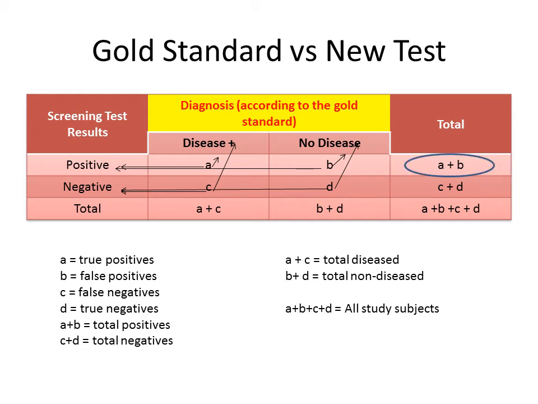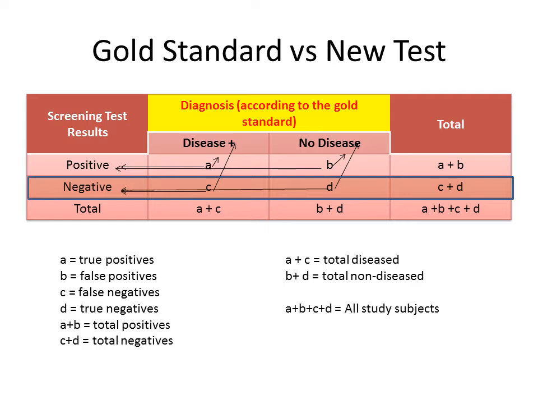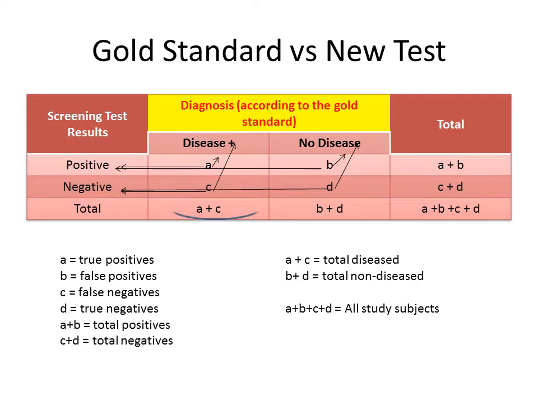A plus B are the total number of positives, and C plus D are the total number of negatives. A plus C are the total number of subjects having the disease, and B plus D are the total number of subjects not having the disease. A plus B plus C plus D are the total number of the study subjects.